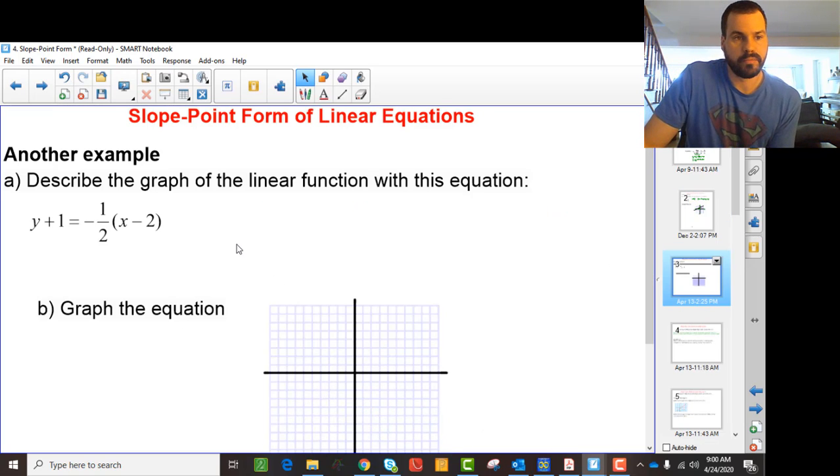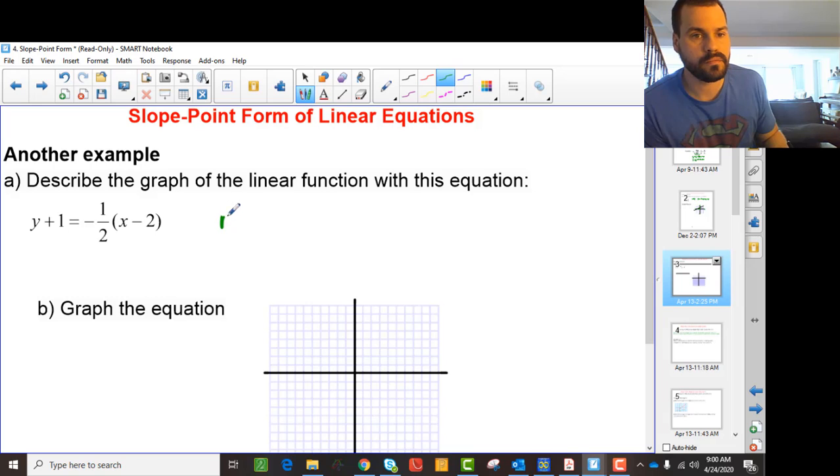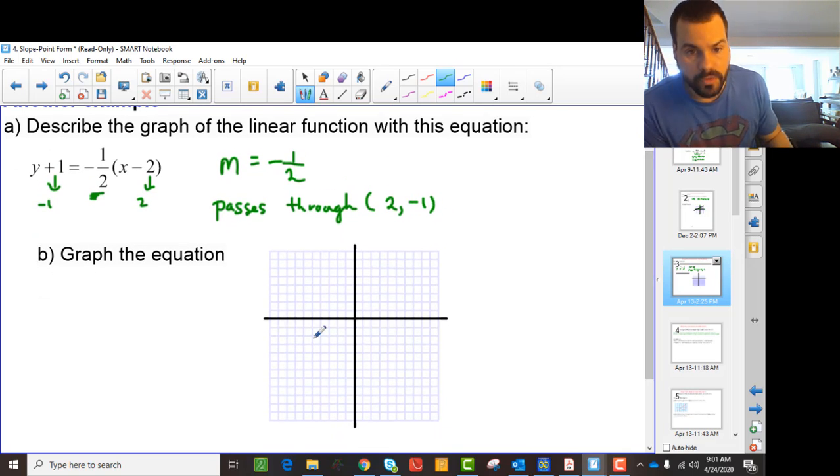So let's look at another example. All right, describe this graph. So we know, first of all, that the slope of this graph is -1/2. Okay, that's coming from here. And then it passes through the point -2 in here. So we switch that sign and make it 2. And this is +1, so we switch it and make it -1. So it becomes 2 and -1. So we're going to go to the point 2 and -1.